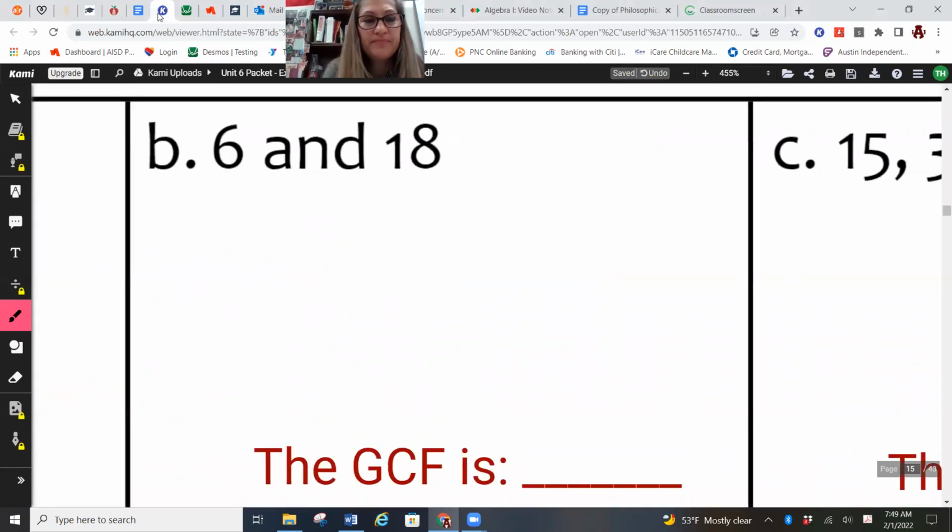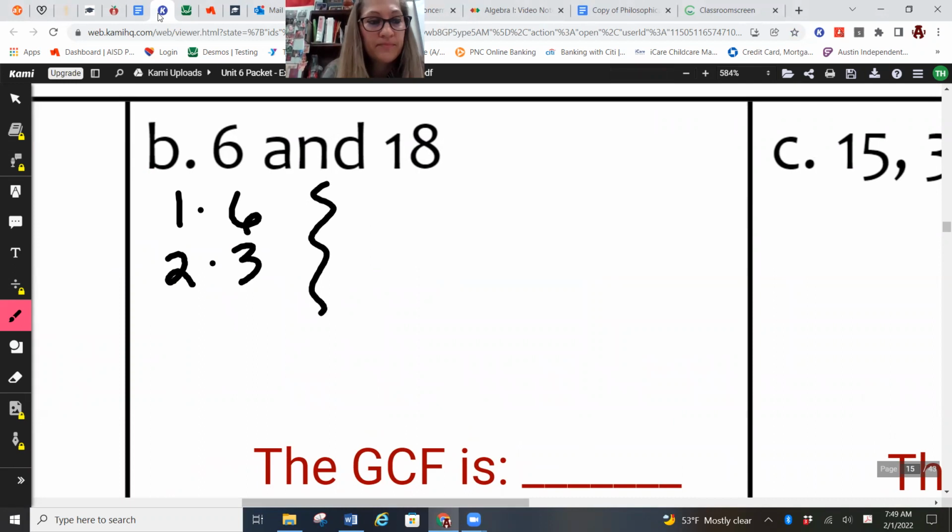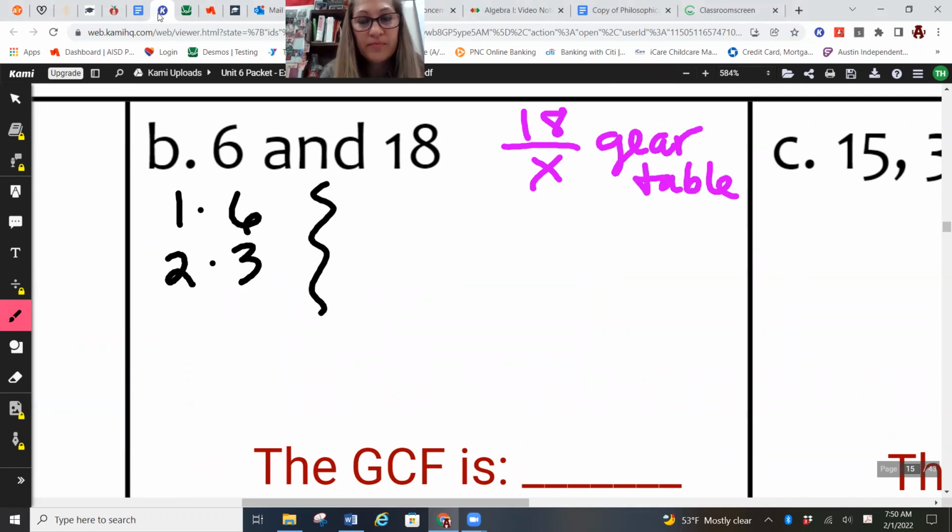Let's move on to B. Well, remember that 6 is 1 times 6 or 2 times 3. Now, 18, you can go back to Desmos and type in 18 divided by X, click the gear, and change to a table. Okay? For the sake of time, I'm just going to write them down. But remember, when you're working this out for homework and on test and on the STAAR, you're going to take the time to do 18 divided by X because you need to find the answer to the GCF.